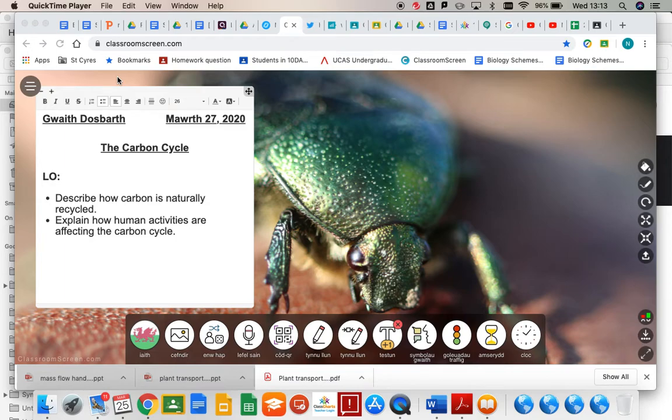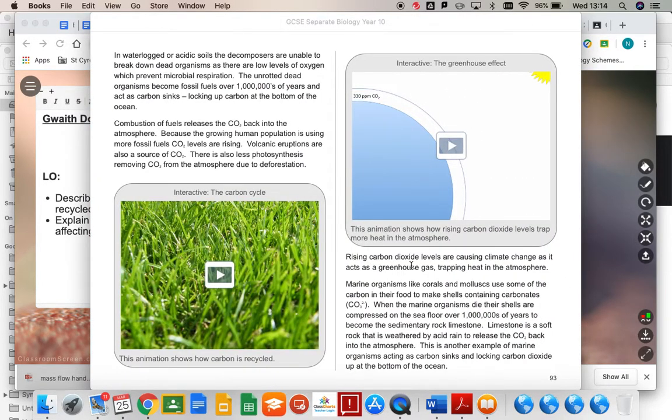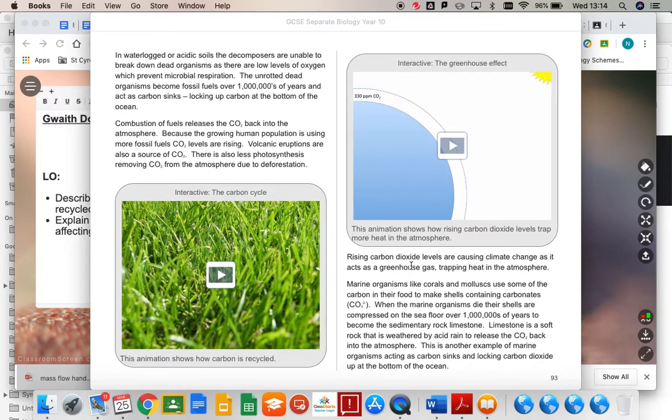Okay, so today we're going to look at the carbon cycle. So we'll see how the carbon dioxide in the air is recycled naturally through photosynthesis, respiration and combustion, and we will see how human activities are affecting the carbon cycle, leading to the increase of carbon dioxide levels in the atmosphere. So it's based around these pages of your iBook, the last topic before we go back and look at plant transport.